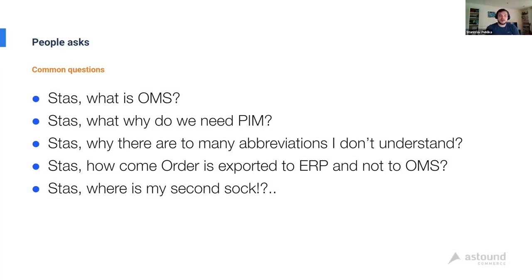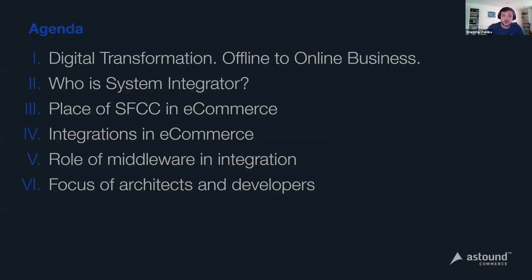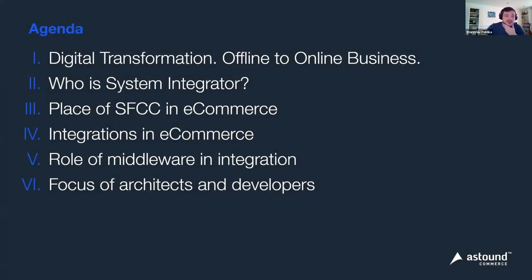So most of the times, when I'm working with developers, everyone would be asking me certain questions like, Stas, what's OMS? Stas, why do we need a theme? What do those abbreviations mean effectively? Why is an order getting exported, for example, to OMS, not to European stuff? And yeah, I'm going to bring you some of those answers today over this discussion and this presentation.